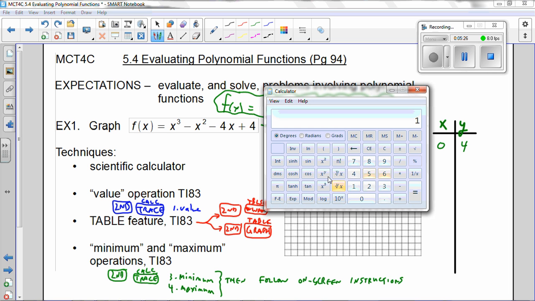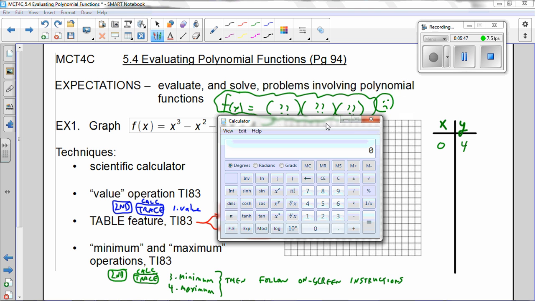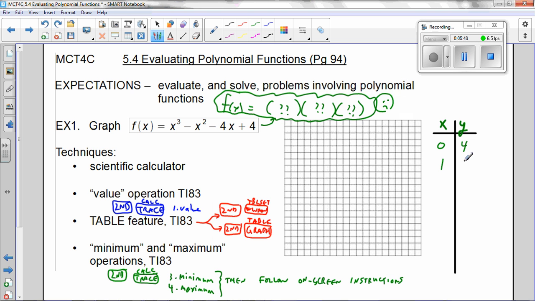1 to the exponent 3 minus 1 to the exponent 2 minus 4 times 1 plus 4 equals, that's equal to 0. Okay, so when x was 1, y equals 0.